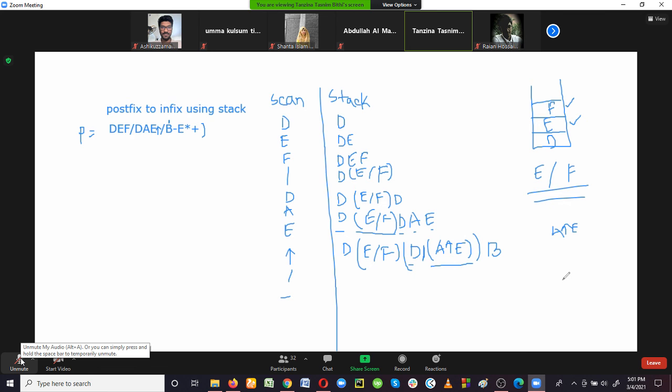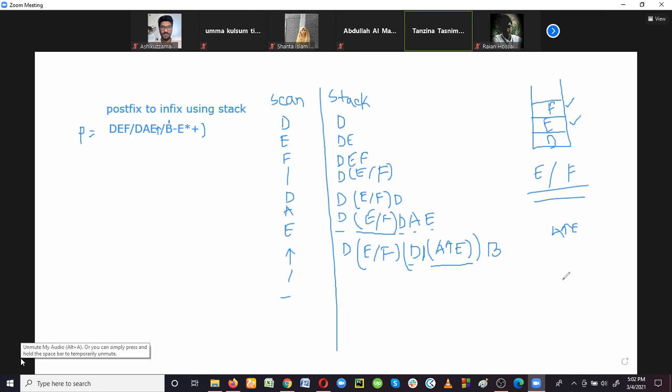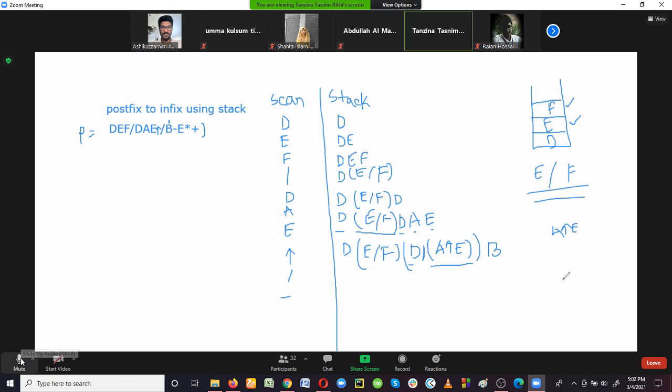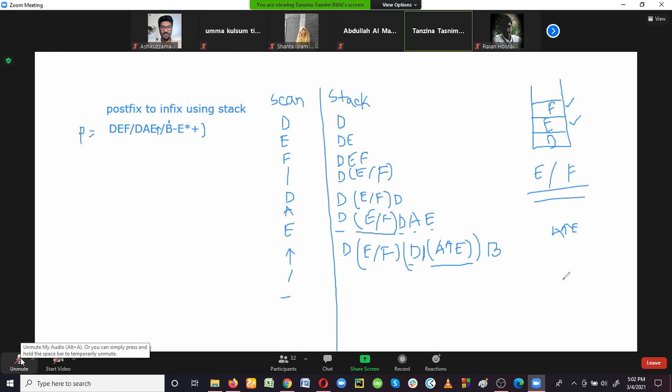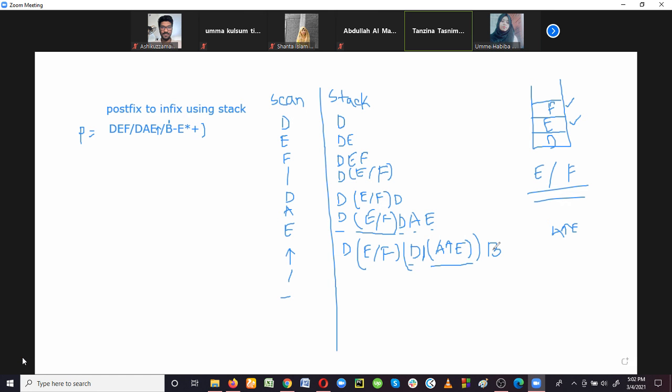There was a mistake, and you didn't actually get that one. Can you tell me why we actually made the mistake? The division before D. Yes, ma'am. Which one? The division before. No, ma'am. The second topmost will be E division F, then D division A exponentiation E. Then B.